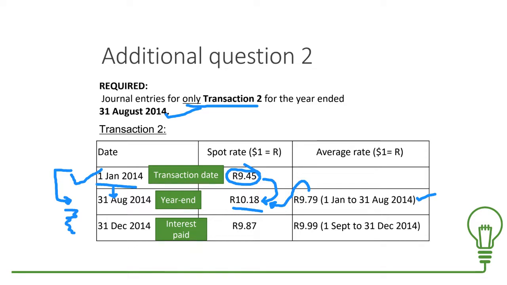1, 2, 3, 4. January, February, March, April, May, June, July. There we go. Okay, 8 months of interest. The rate they gave us of 12% was an annual rate. So we need to multiply that annual rate by the loan amount of $20,000, and then we need to apportion it for 8 months. Okay, right.